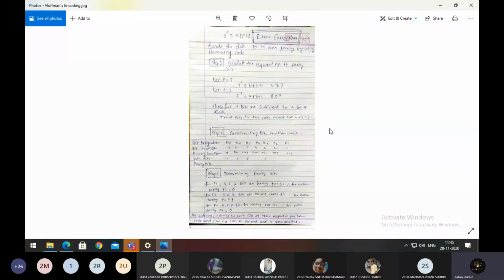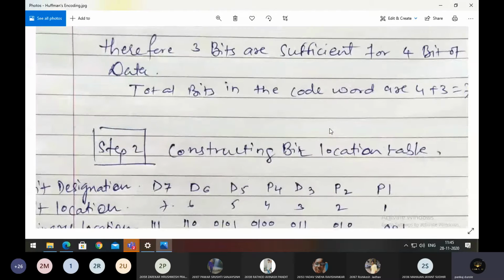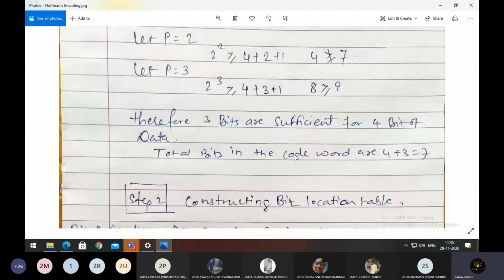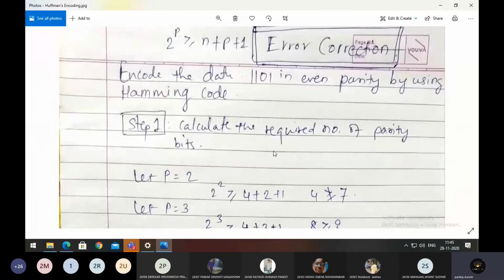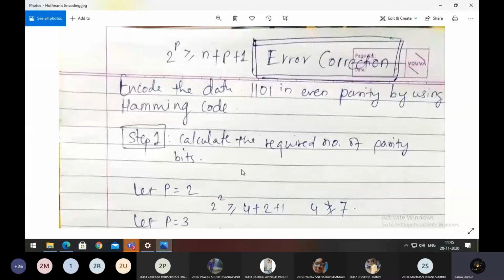So in this video, we will learn about error detecting and correcting codes. One of the codes that is used for error detection and correction is known as a Hamming code. Based on Hamming code, the numerical that is asked is we need to encode the data 1101 in even parity by using the Hamming code.